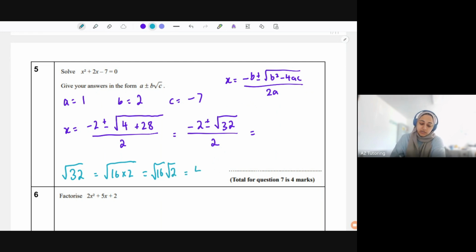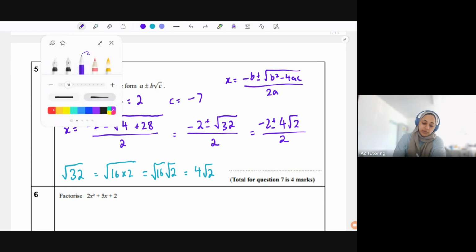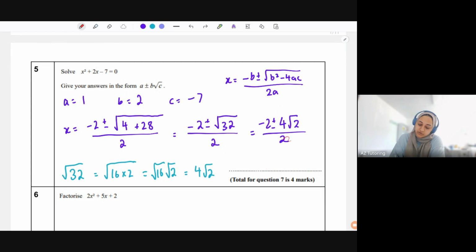The square root of 16 is just 4, so we get 4 root 2 for this one here, so we can rewrite this to minus 2 plus or minus 4 root 2, all divided by 2. And in our final answer, we've not got any denominator, so that 2 is going to cancel out everything. So let's put our answer in red. Minus 2 divided by 2 is minus 1. We've then got plus or minus 4 root 2 divided by 2 is just 2 root 2. And that's my final answer for 4 marks.